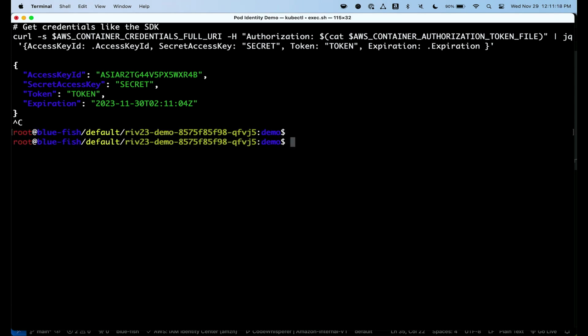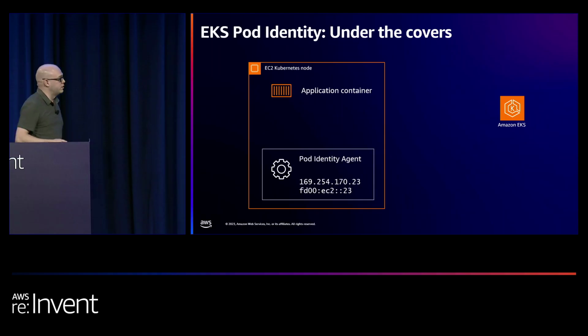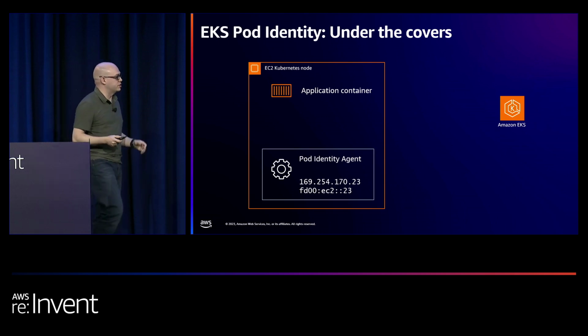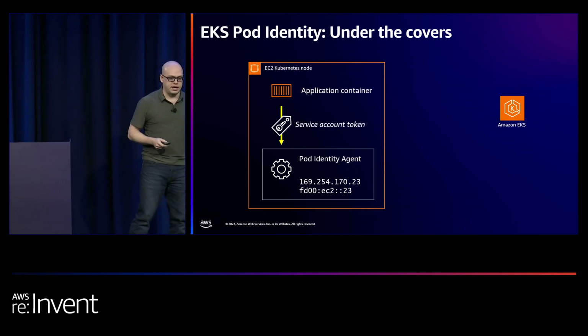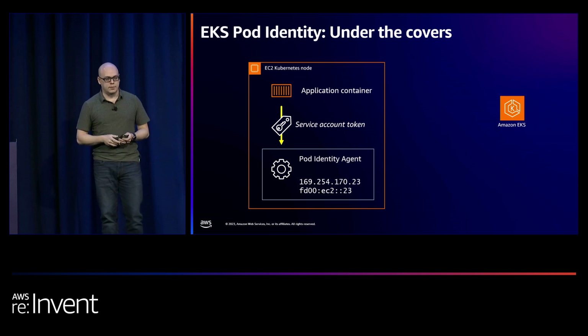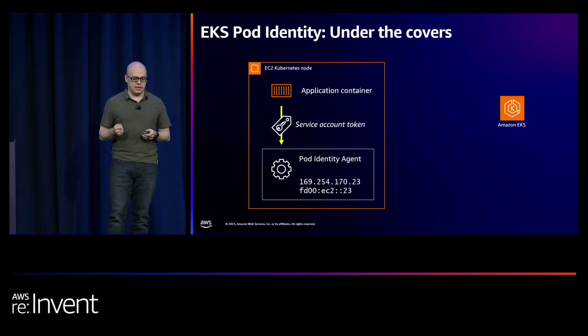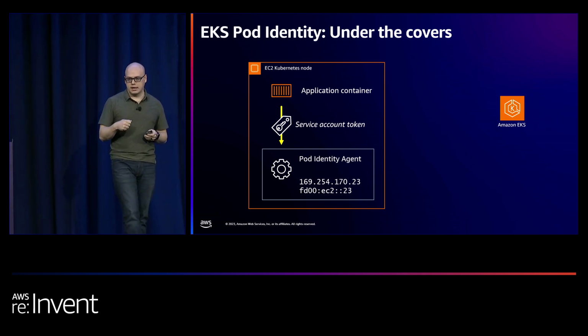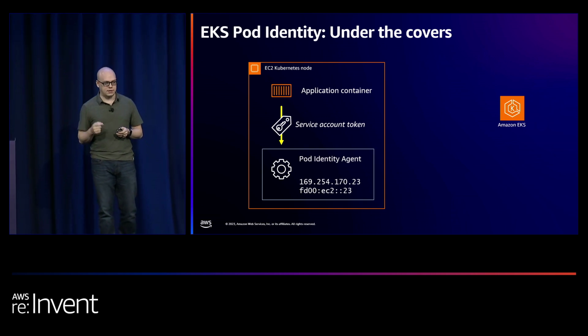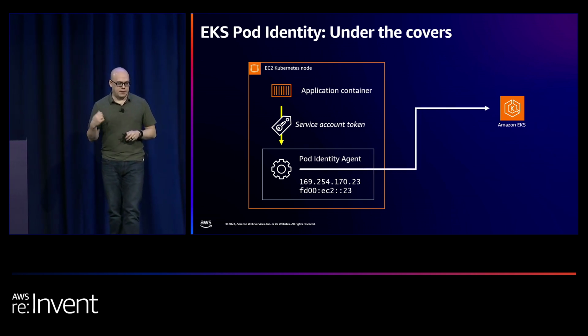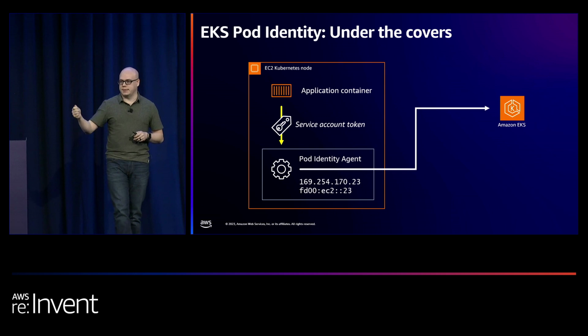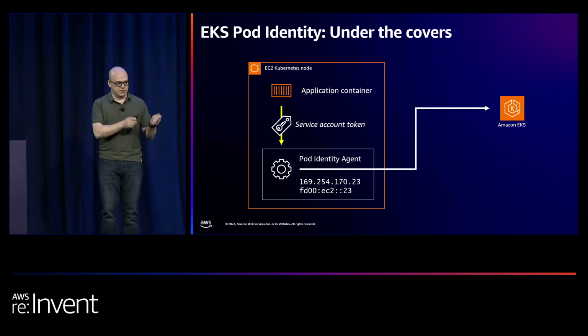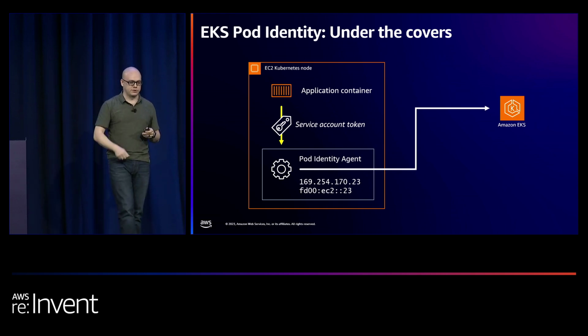So hop back over. As I alluded to, under the covers here, you have your application container. It's reading a service account token from disk in the AWS SDK. It's calling this local pod identity agent. That's that add-on that we installed. And that pod identity agent is calling the EKS API with that token to say, this token, I need creds for it. You know all the details of all the associations, what role this needs. Give me back those role creds.